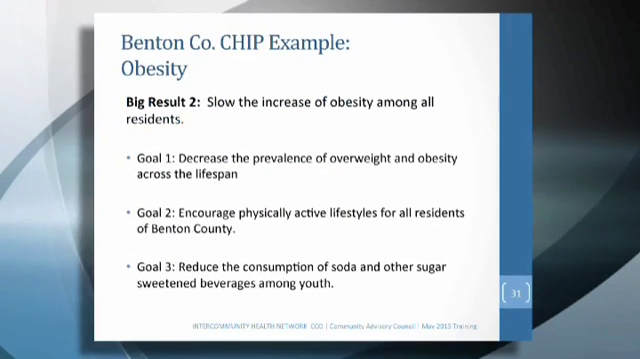The next slide is showing you our goals. We had 3 goals for our CHIP: decrease the prevalence of overweight and obesity, encourage physical activity lifestyles, and reduce the consumption of soda and other sugar-sweetened beverages. Those are our goals, and we then selected our objectives: how will we know if we reach our goals?